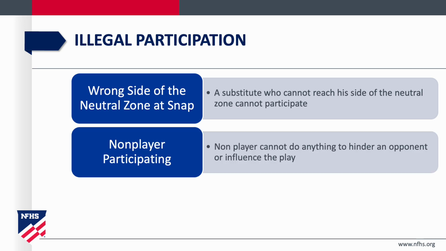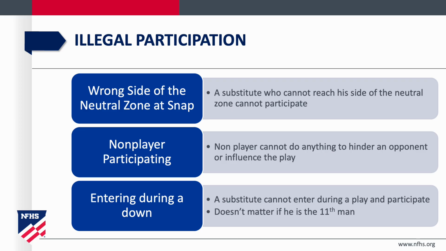If a non-player, which includes a replaced player, substitute, coach, athletic trainer, or any other sideline personnel, is on the field and affects the play, we have illegal participation. This includes hindering an opponent in any way or touching the ball. If they don't affect the play, we should still have at least a sideline warning or interference, since it's obvious they aren't in their team box.